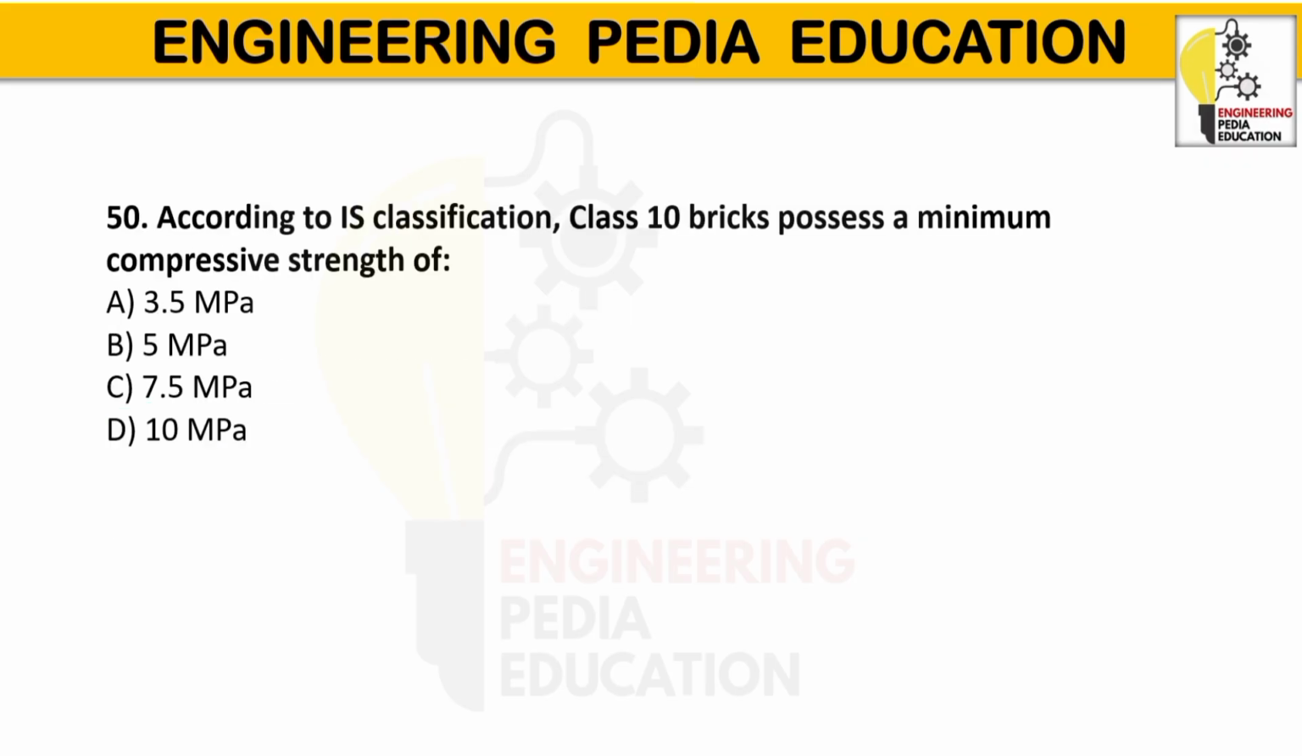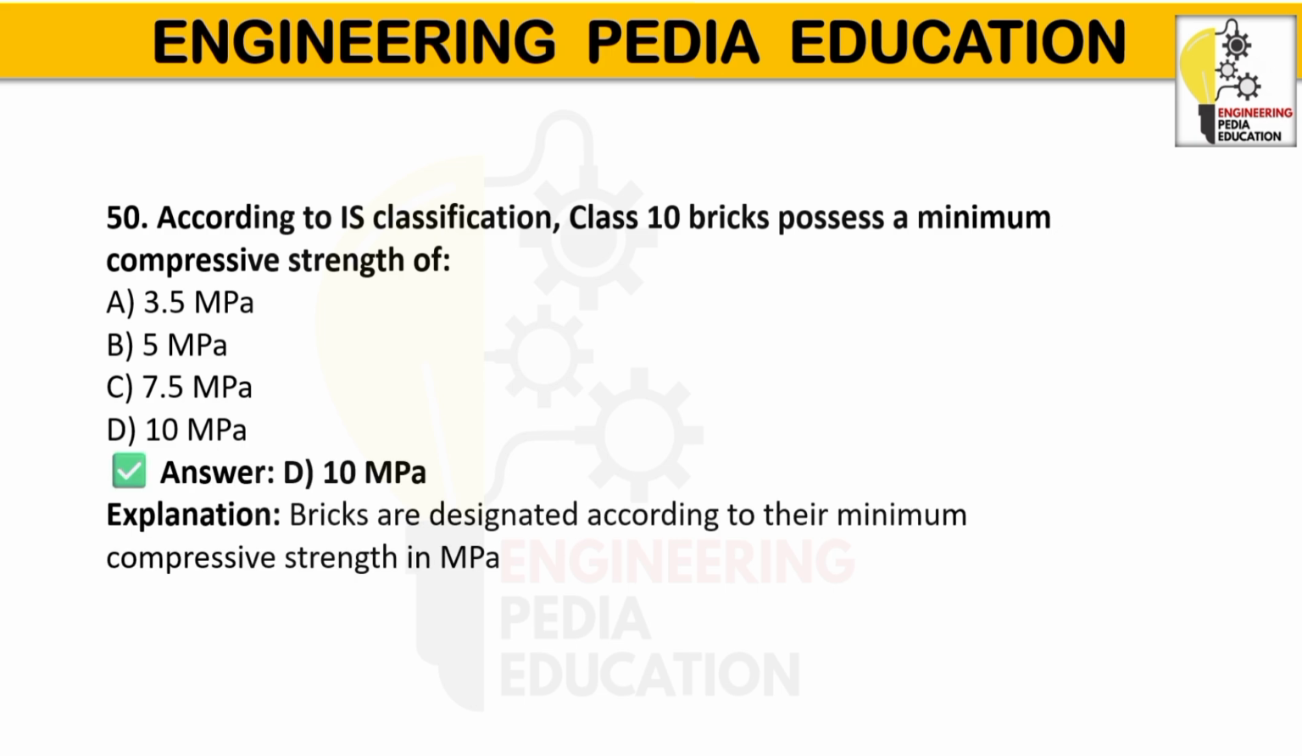According to IS classification, class 10 brick possesses a minimum compressive strength of 3.5, 5, 7.5, 10. Oh, sorry. In this, class 10 will not be there. Class 1 brick possesses a minimum compressive strength of 10 MPa or 10.5 MPa.